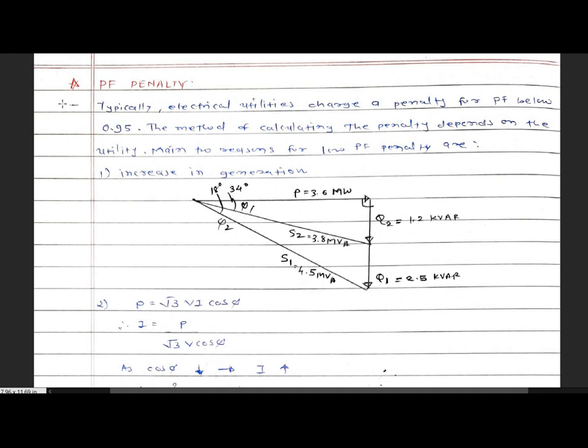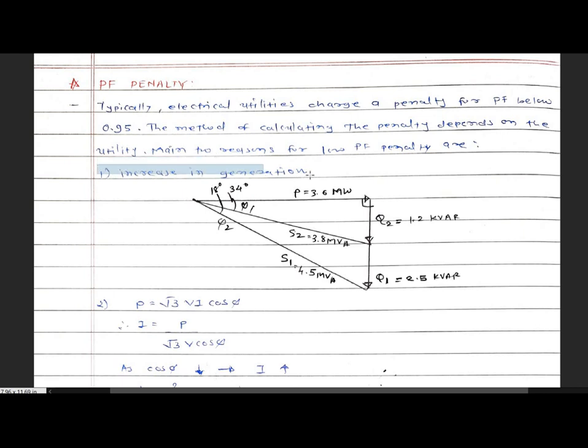Now the power factor penalty. Typically, electrical utilities charge a penalty for a power factor below 0.95. The method of calculating the penalty depends on the utility. The main two reasons for the low power factor penalties are, first one is increase in generation.